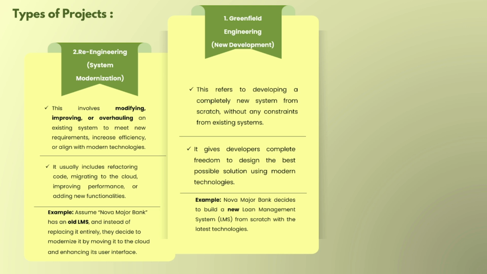Assume Noah Major Bank has an old loan management system. They already have a loan management system with them, and now instead of replacing it entirely, they decided to modernize it by moving it to the cloud and enhancing its user experience. Migrating from on-premises servers to a cloud-based solution like AWS for better scalability means they already have the system LMS.